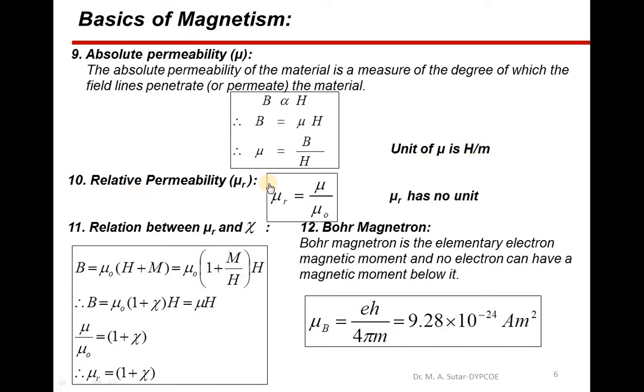Relative permeability is nothing but mu upon mu 0. It has no unit.